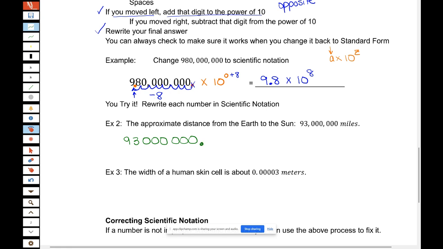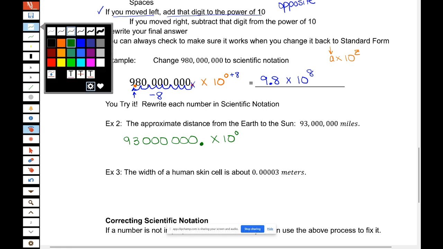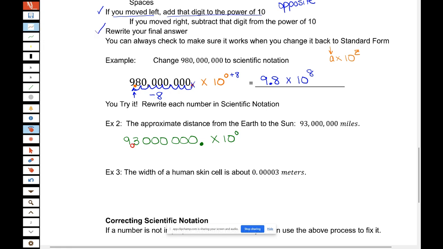All right, my decimal's at the end because there's no decimal in the number, and I write times 10 to the 0. Now let's move our decimal so that the number will be between 1 and 10. So we're going left, 1, 2, 3, 4, 5, 6, 7 spaces. Left 7, so I put a plus 7. And rewrite my final answer, 9.3 times 10 to the 0 plus 7 is 7. So there we go, scientific notation on that one.